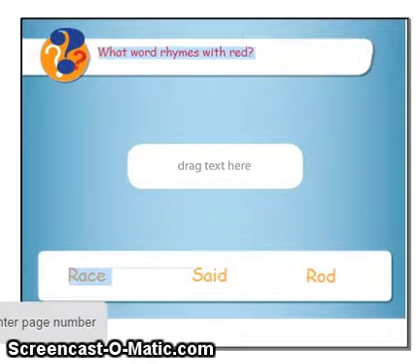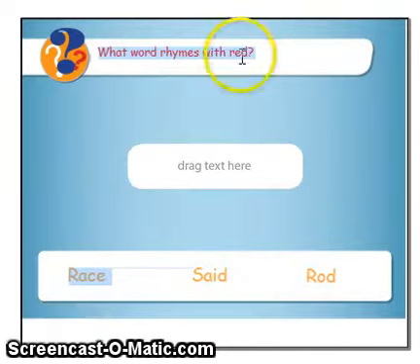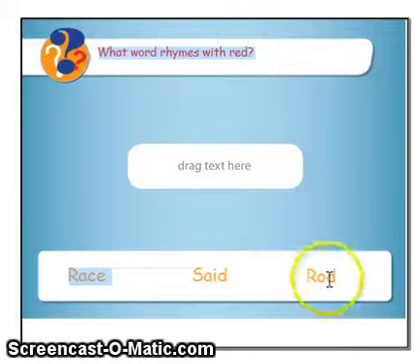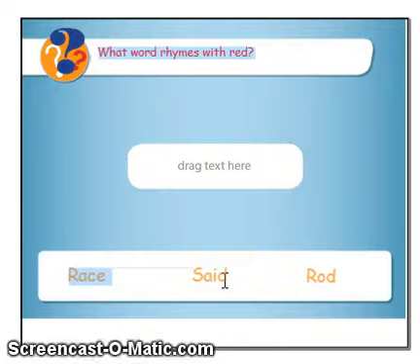This activity is the exact same as the one before, just another one to quiz themselves. It says which words rhymes with red. We have race, said, and rod. Once again, the word that rhymes isn't necessarily spelled the same, but it really helps them learn that the words don't have to be spelled the exact same to be able to rhyme. So, of course, it'll be said, and they will just drag it with their finger to the center.